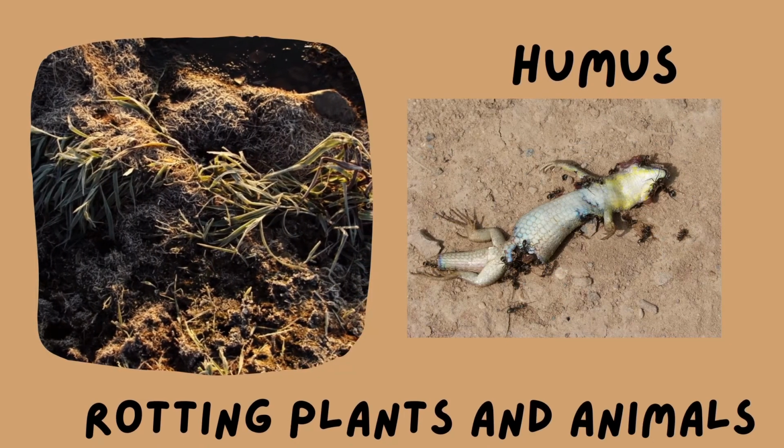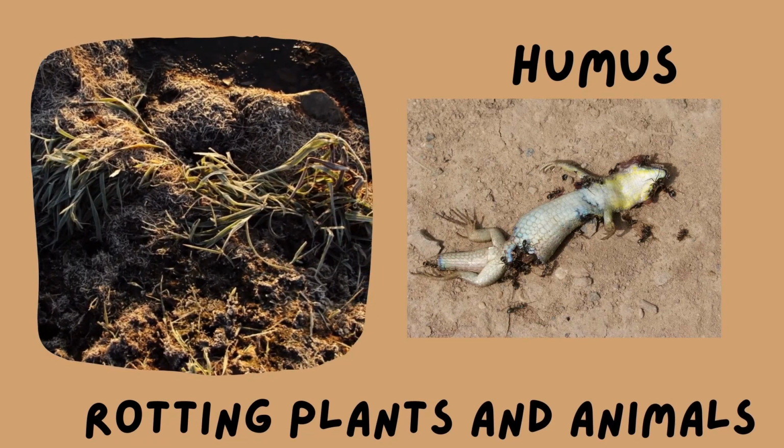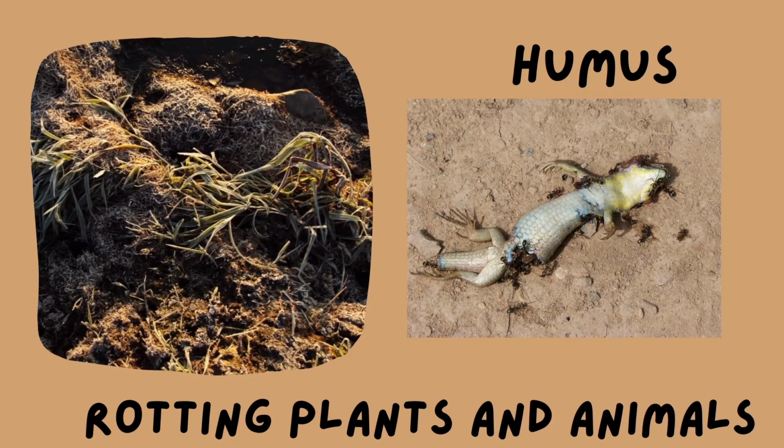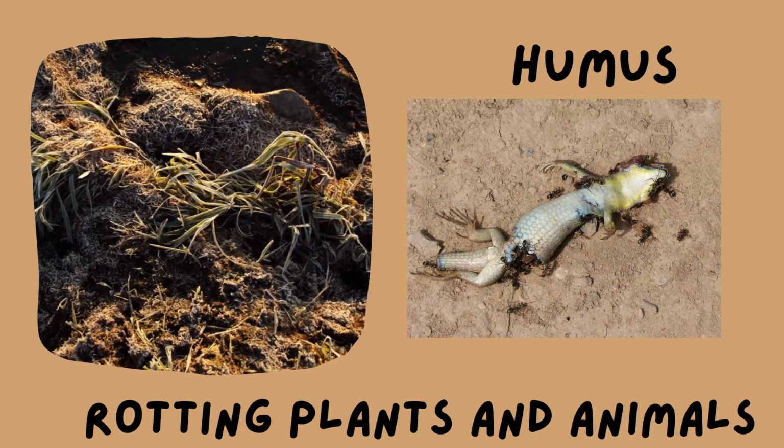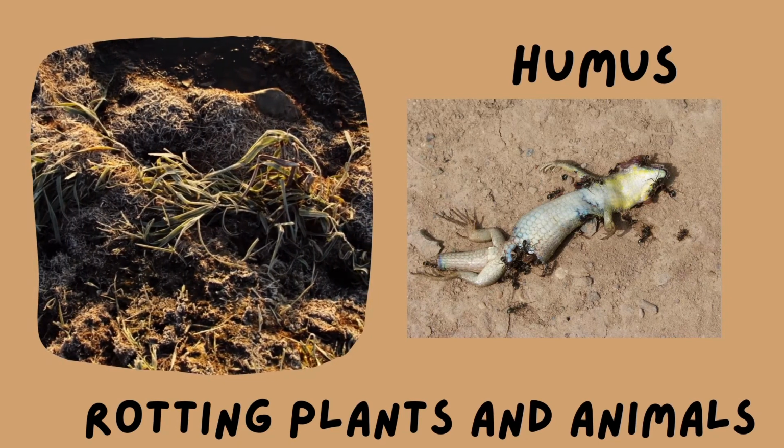Humus is formed from rotting plants and animals. Humus adds nutrients to the soil and helps it hold water.